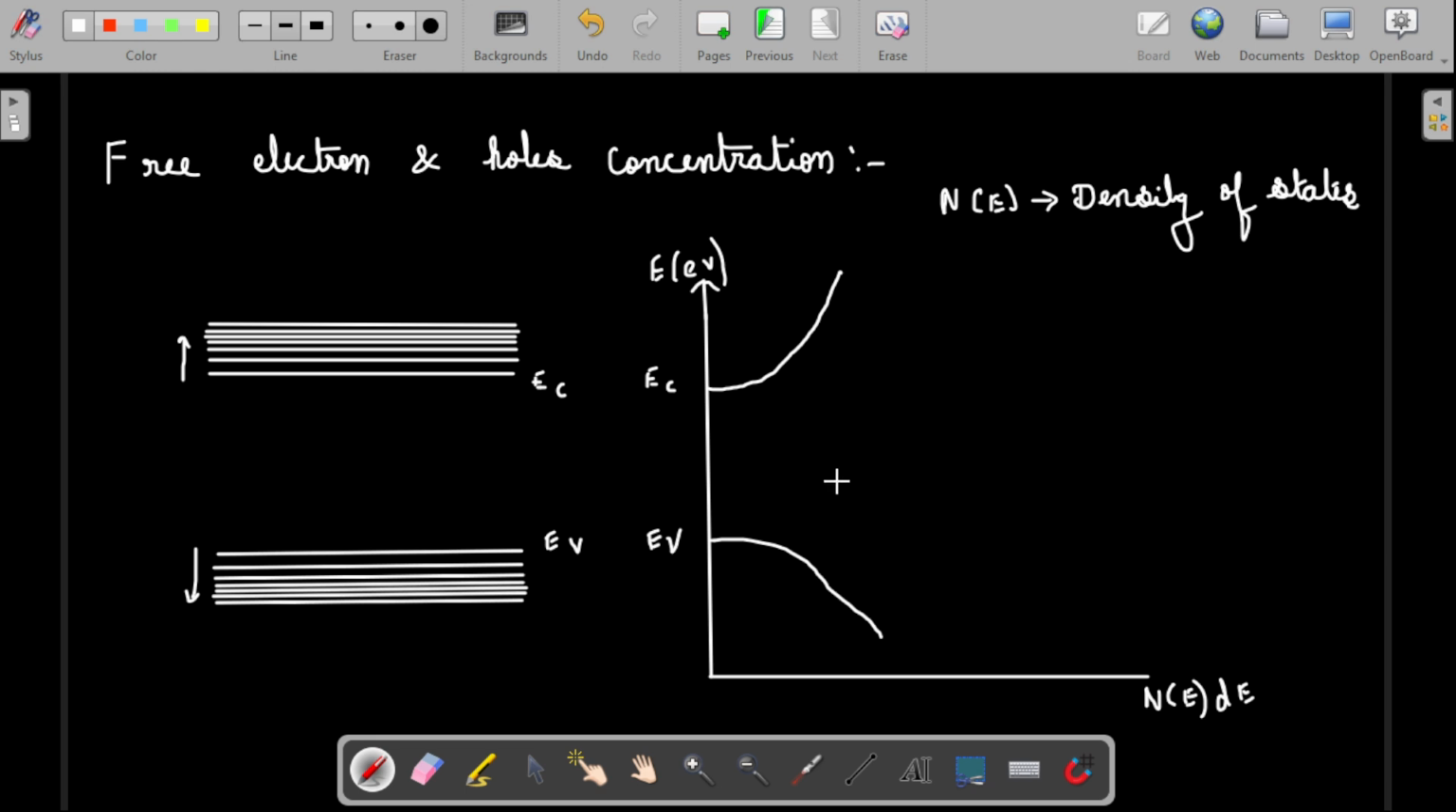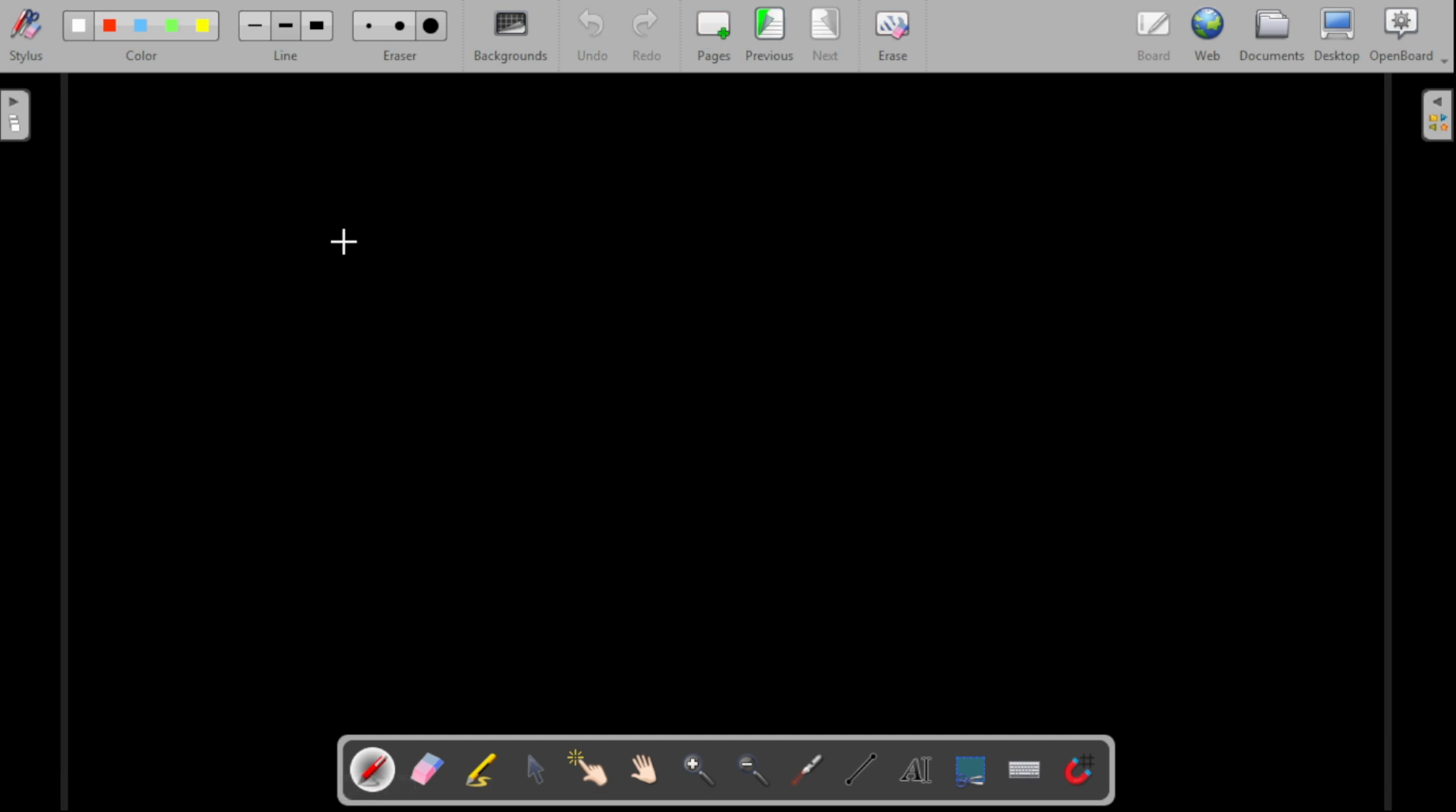Now our target is to compare the density of states and the Fermi-Dirac distribution. In the last class we saw the Fermi-Dirac distribution function. Let's tilt that graph. If we tilt that, how will it come? Let's see. This is the distribution curve.